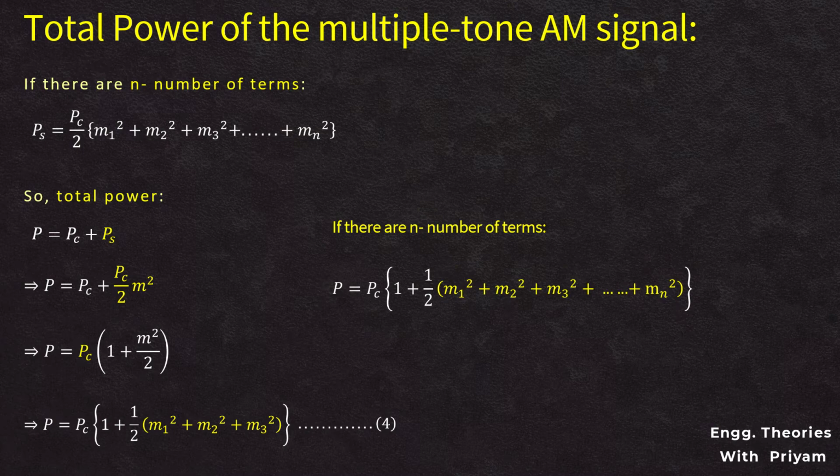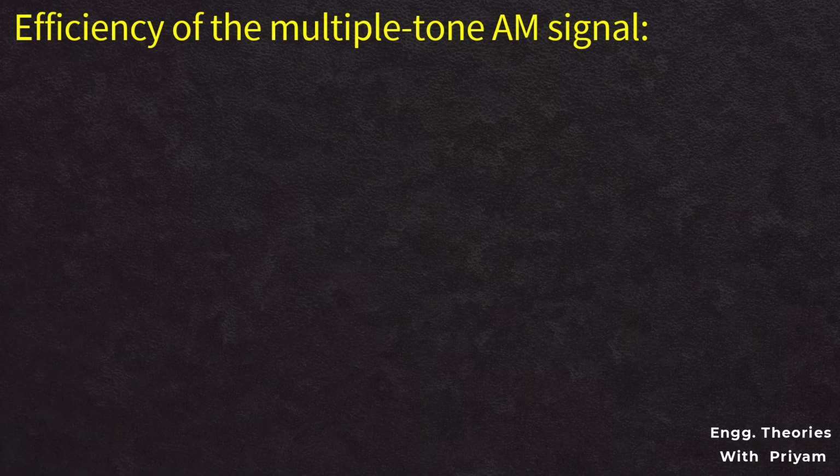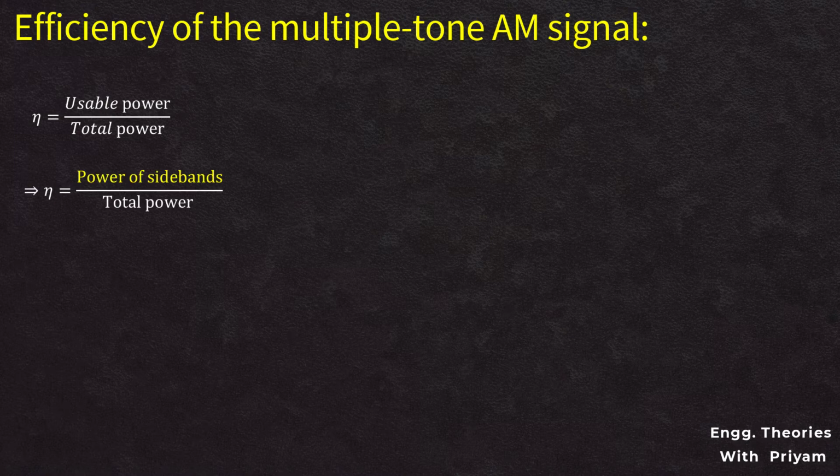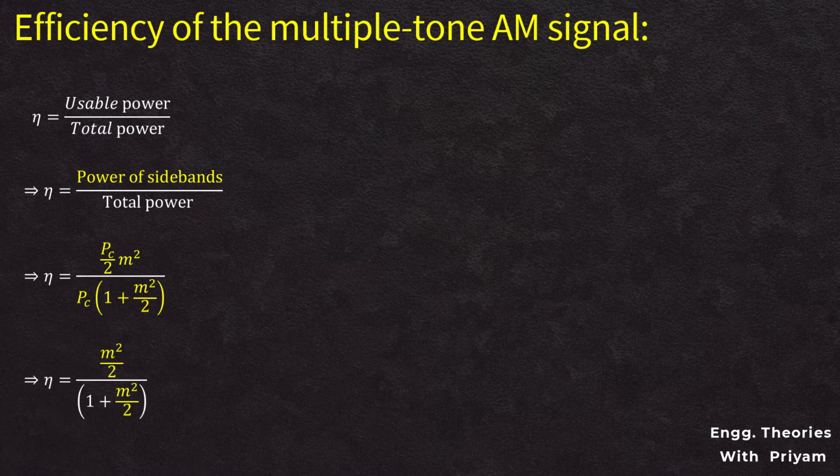Now, let's calculate the efficiency of the multiple tone amplitude modulated signal. Efficiency eta is equal to the usable power by total power. Usable power is the power of sidebands, so eta will become power of sidebands divided by total power. If we replace the mathematical equation of power of sidebands and total power, then the equation of eta will become PC by 2 into M square divided by PC into 1 plus M square by 2. Eliminate PC from numerator and denominator, then efficiency is equal to M square by 2 divided by 1 plus M square by 2. Simplify this equation as eta is equal to M square divided by 2 plus M square.